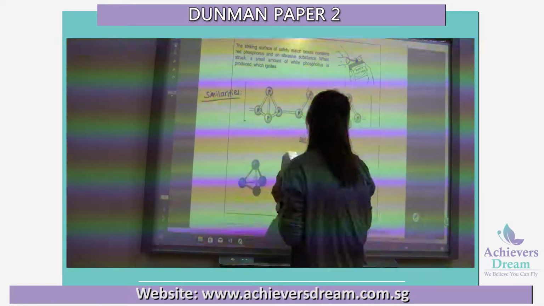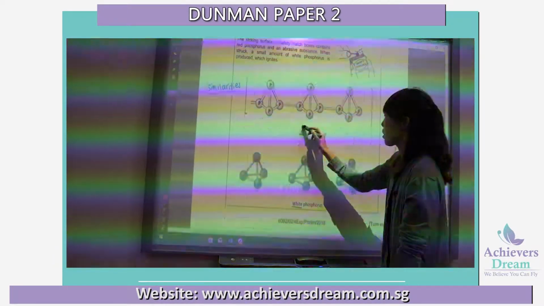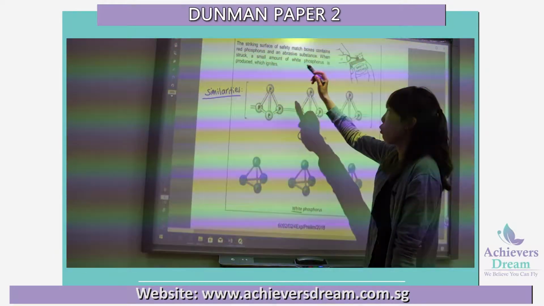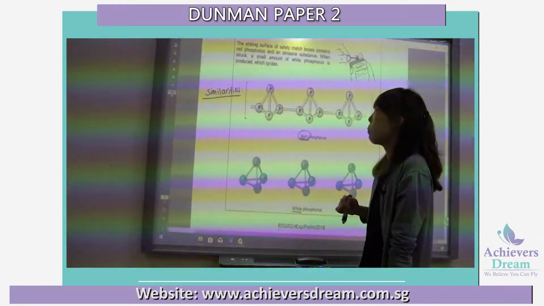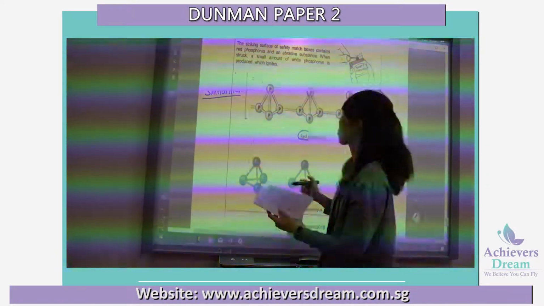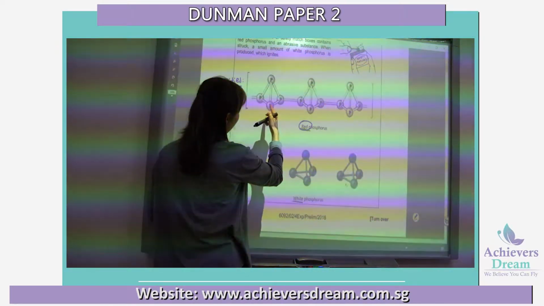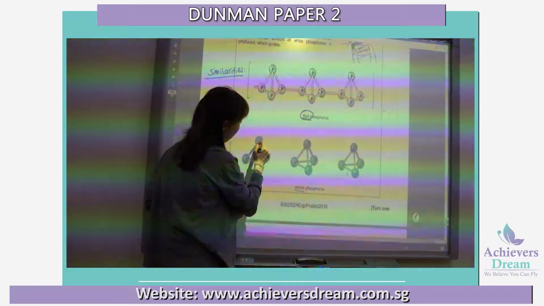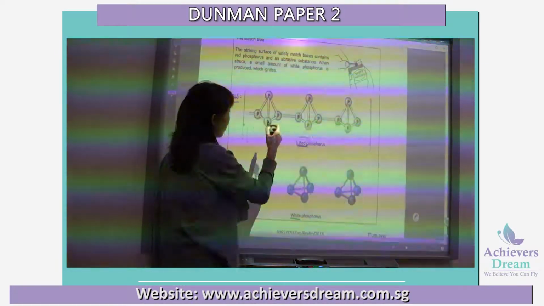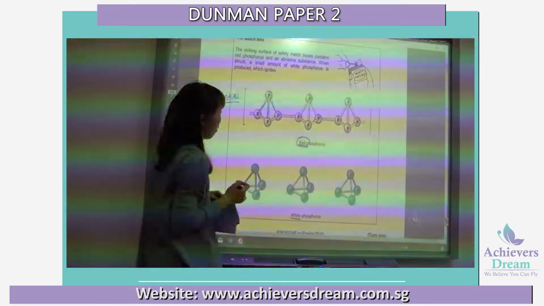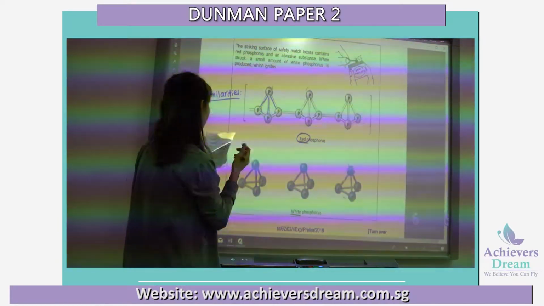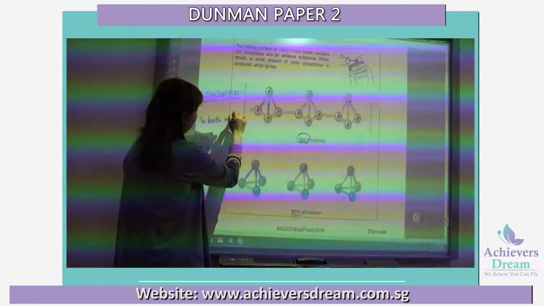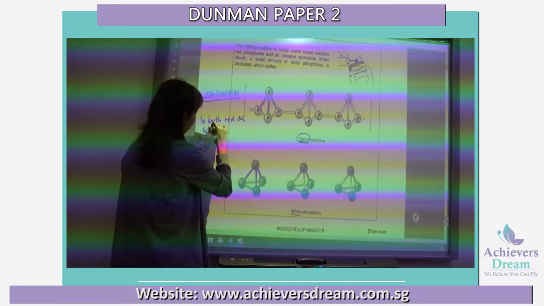Okay, your phosphorus. Let's look at red phosphorus first. Each phosphorus atom is covalently bonded to how many P atoms? For red and white phosphorus, right, it is covalently bonded to 3 other phosphorus atoms. Same thing for red. Correct? So that's the similarity.